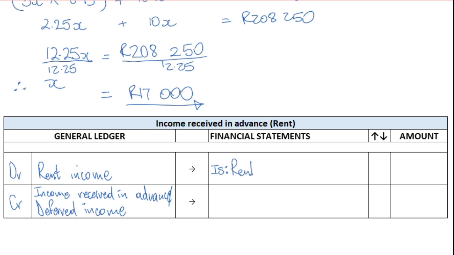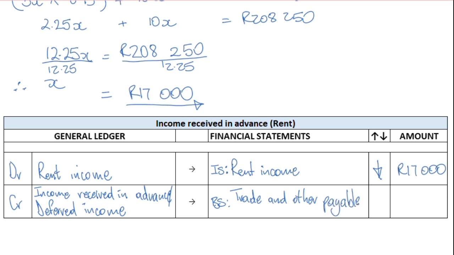In the financial statements, the rent income line item sits in the income statement under other income, so we are going to reduce that line item by 17,000 rands. The income received in advance account falls under the trade and other payables line item in the balance sheet. So we will increase the trade and other payables line item by 17,000 to show that we have an increase in liabilities.